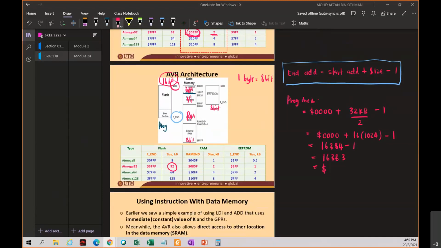Satu enam tiga lapan tiga tukar kepada hexadecimal, so kamu akan dapat 3FFF. Okey, so samalah dengan jawapan kita. Okey, cuma yang ni je. Kamu kena bahagi dengan 2. Untuk program memory, you need to divide it by 2. Kenapa divided by 2? Sebab size kat sini, sebab yang ni 16 bit. Okey, 1 byte adalah 8 bit. So, that's why you need to divide it by 2. Okey, yang lain just follow the same formula.